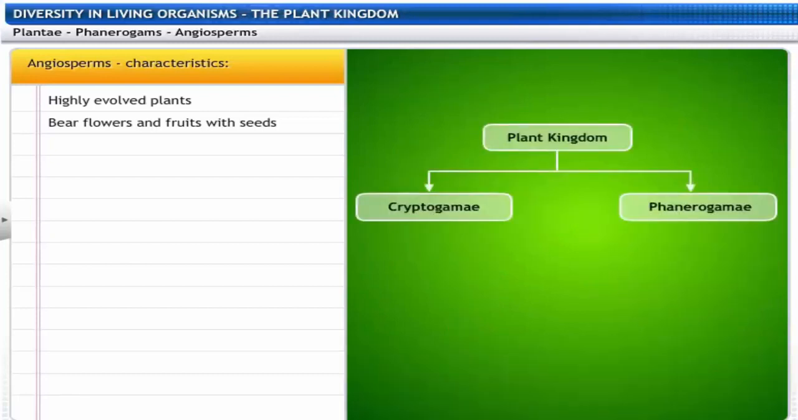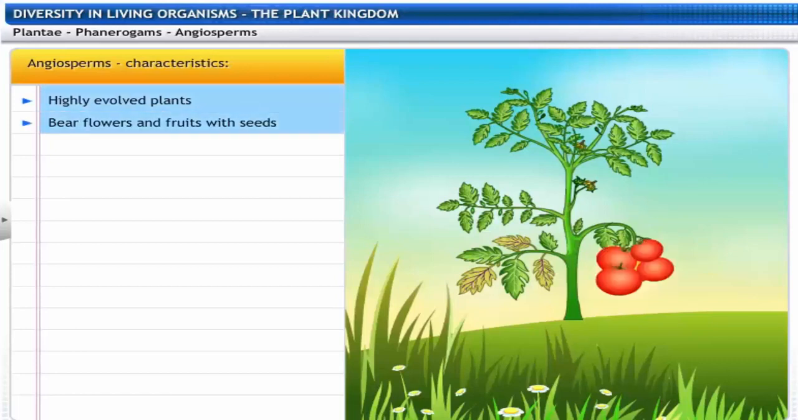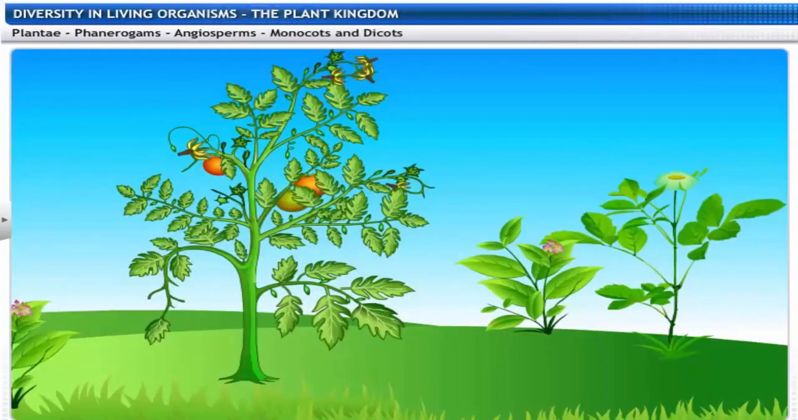And that brings us to the second class of phanerogams. Angiosperms are highly evolved plants with flowers, fruits, and seeds. They are also called flowering plants. Let's look at angiosperms in a little more detail. The flowers in angiosperms develop into fruits with seeds in them.